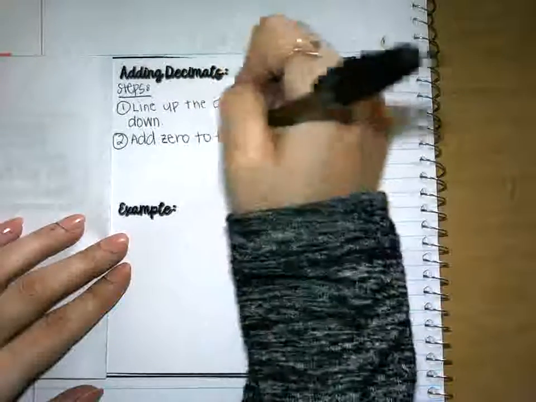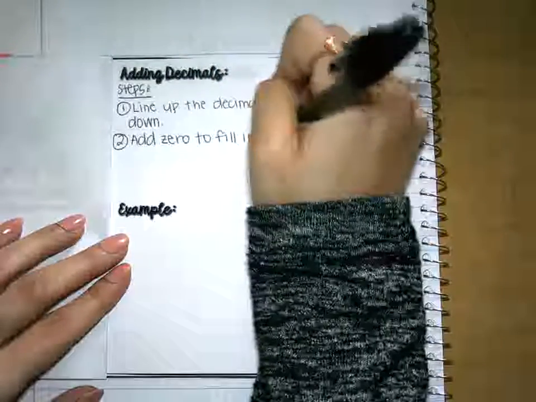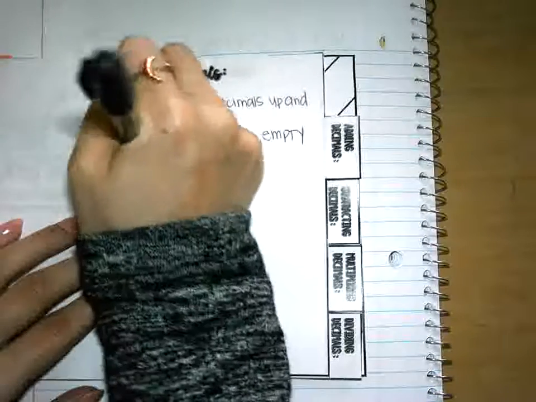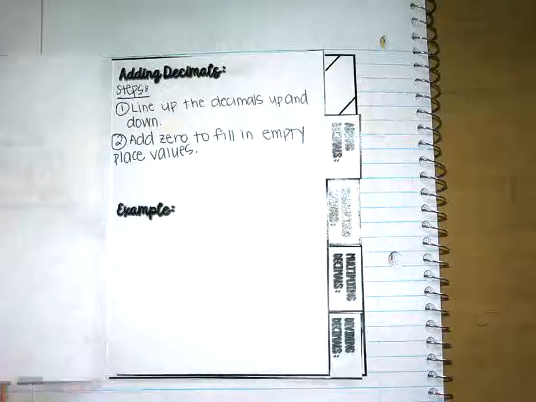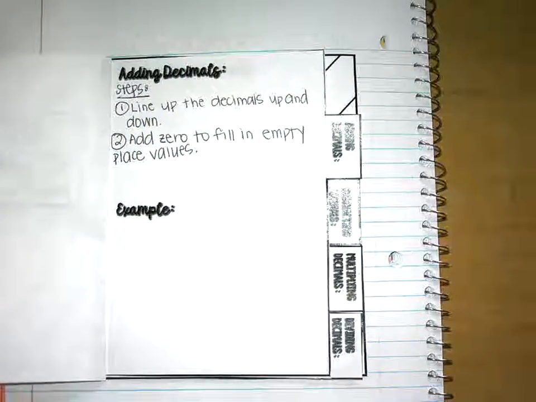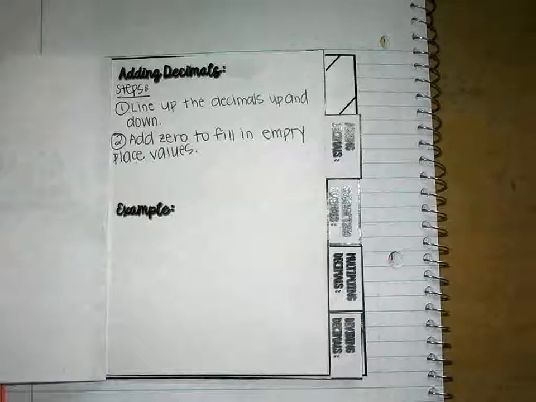So add zeros to fill in empty place values. So we need to add those zeros in to fill any empty place values.